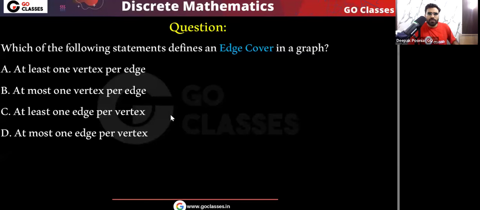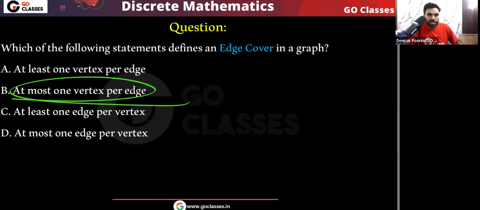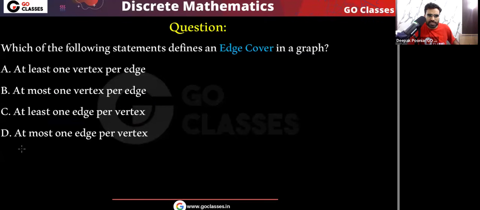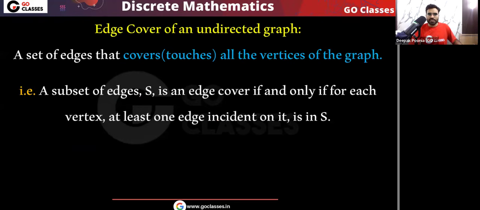Tell me the answer for this question. Which of the following statements is the definition of edge cover? At least one vertex per edge, at most one vertex per edge, at least one edge per vertex, at most one edge per vertex. Which of the following options will define edge cover? We already know the definition of edge cover. Edge cover means a set of edges that will touch, that will cover all the vertices of the graph.